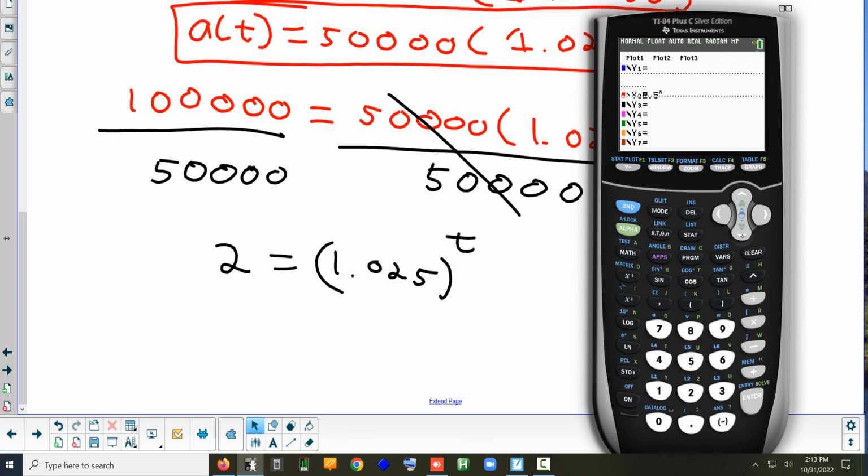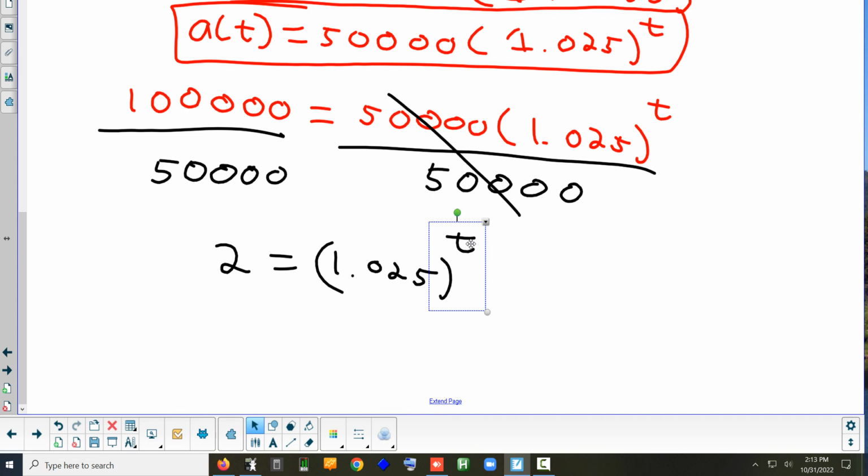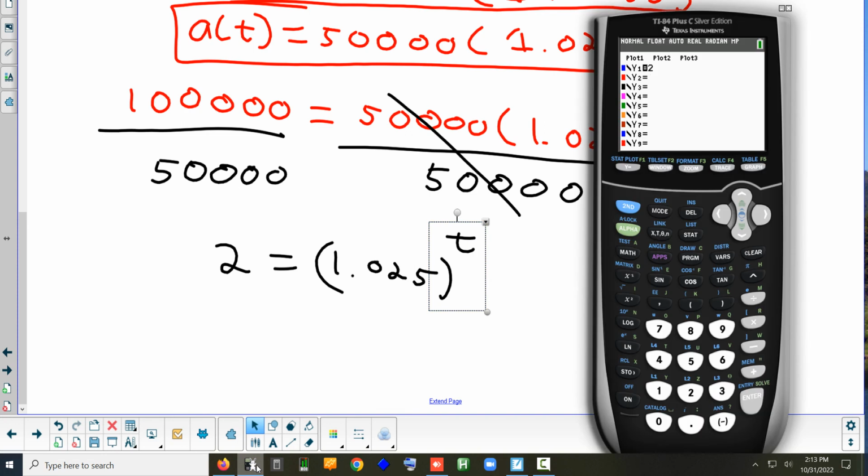Ryan, where do you think I would put the 2? In its own spot. Yep, so we're going to put that in its own spot. And then we're going to put 1.025 to the T in a different spot. But I can't use T. What letter do I always have to use? I always have to use X. 1.025 to the X. So I'm going to be looking for where Y1 and Y2 are equal. What does that mean if you're looking for where two pictures are equal to each other? They intersect.